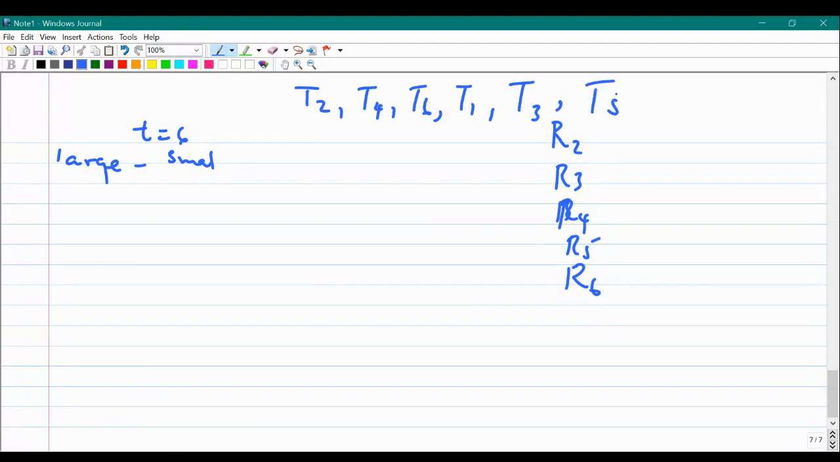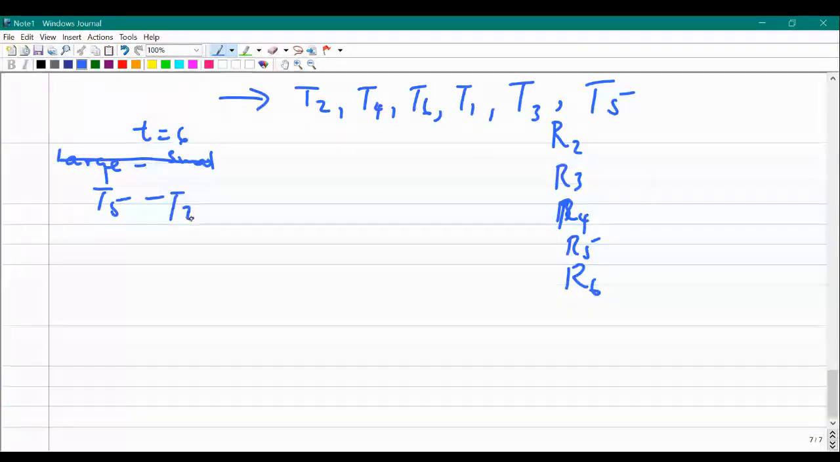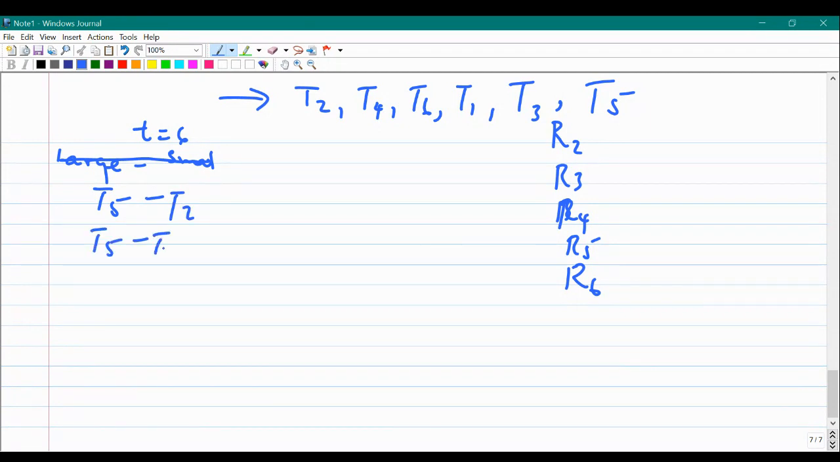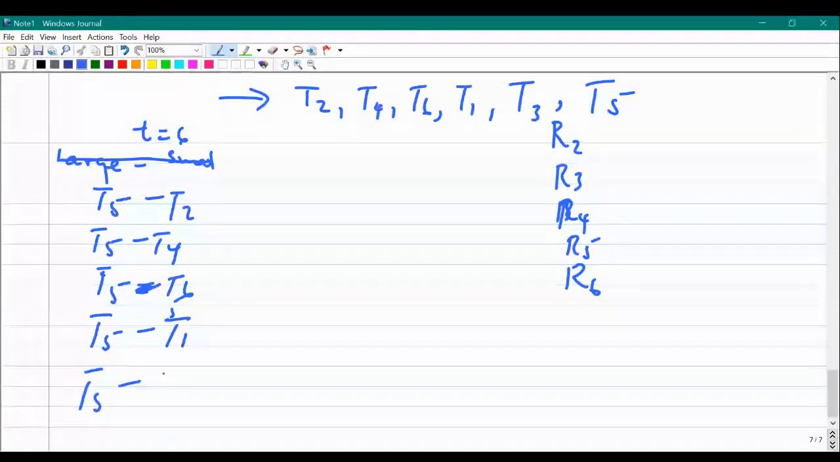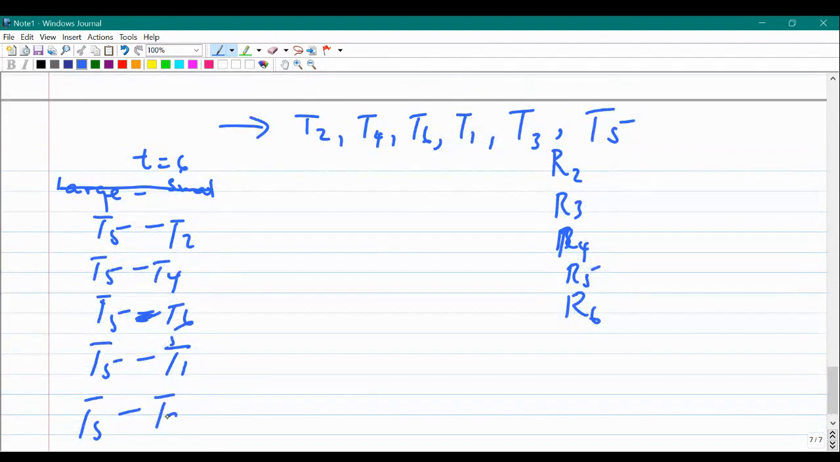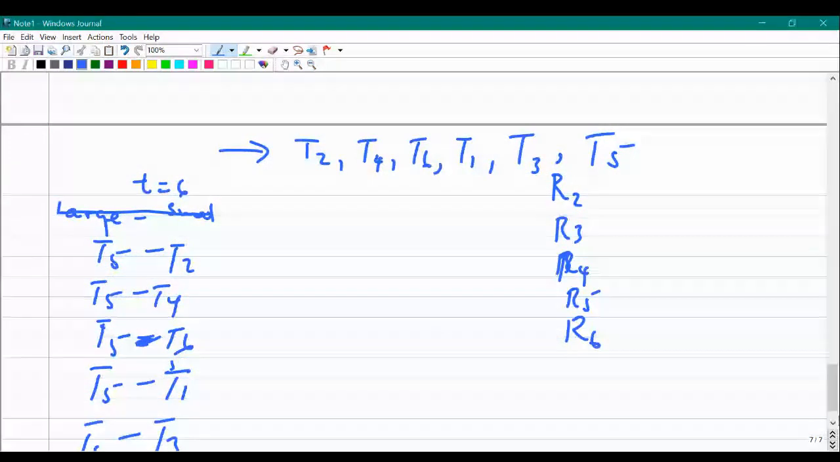What is left? T5, right? Let's assume this is from smallest to the largest, isn't it? So the first order it will be T5 minus T2, T5 minus T4, T5 minus T6, T5 minus T1, T5 minus T3, isn't it? Do you see it, my sister?